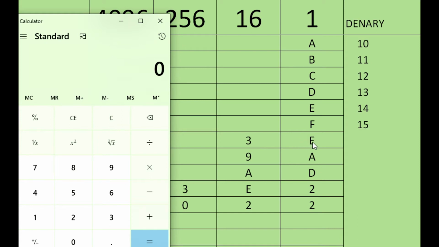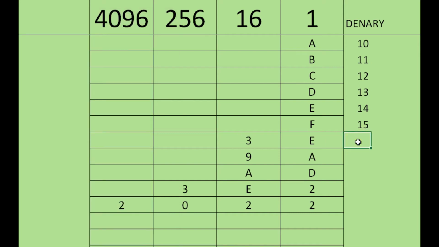Okay, and then we've got E. Now we know from what we've just done there that E is 14, so we can get back the memory, add 14, and that is going to give us 62.